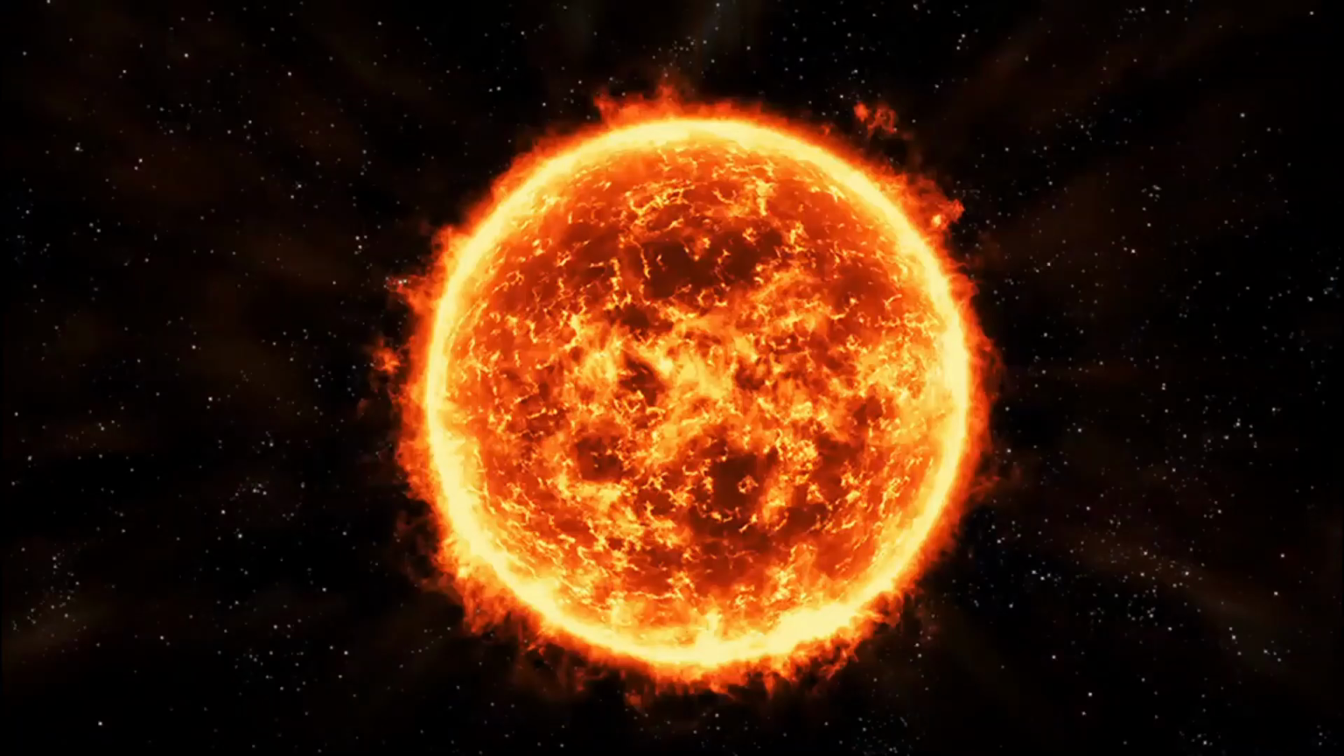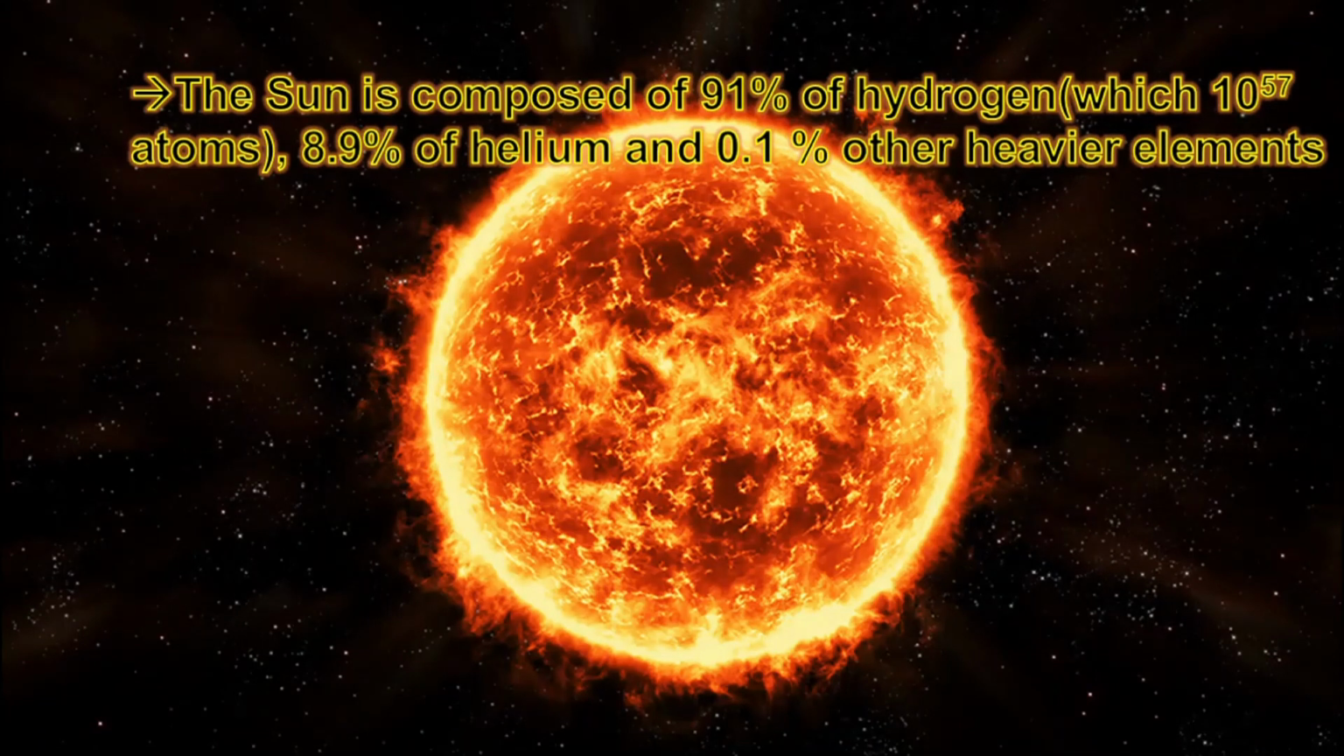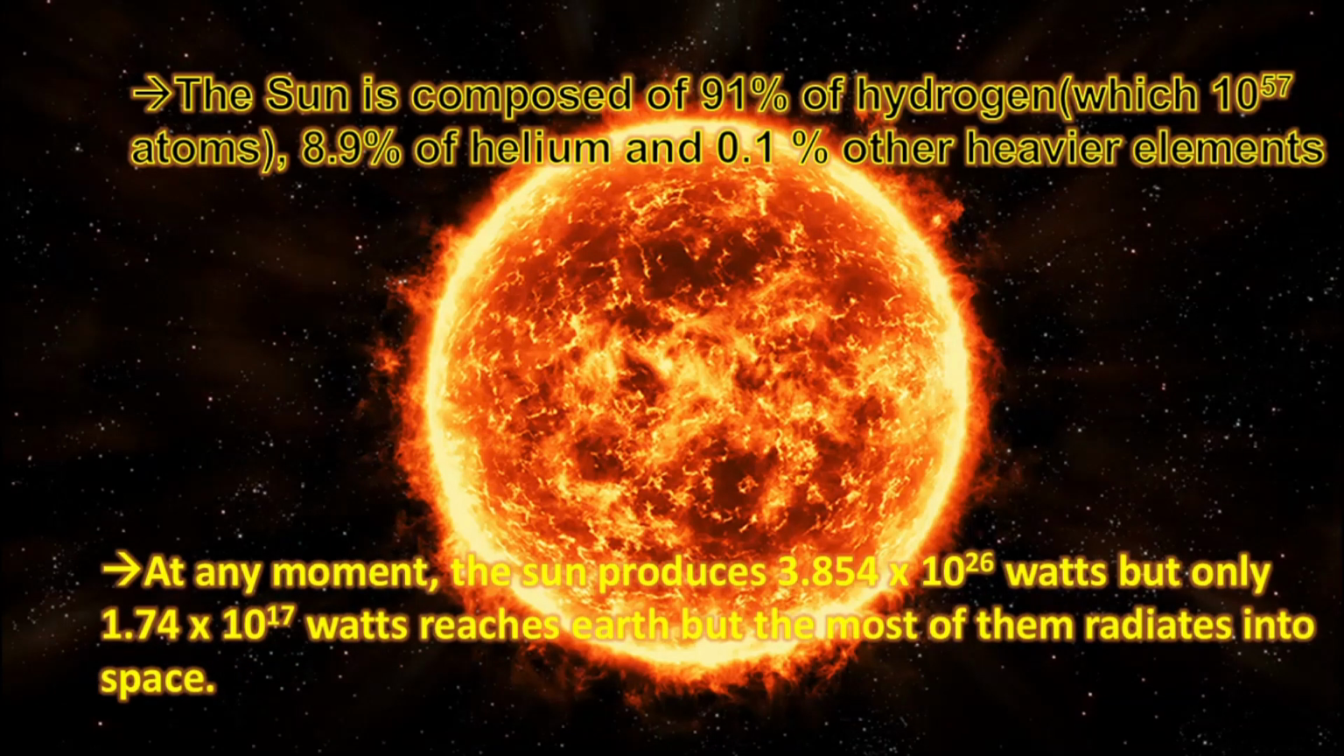The Sun is composed of 91% hydrogen, 8.9% helium, and 0.1% heavier elements, and it contains approximately 10^57 atoms of hydrogen. At any moment, the sun produces 3.854 × 10^26 watts, but only 1.74 × 10^17 watts reaches Earth, but most of them radiates into space.